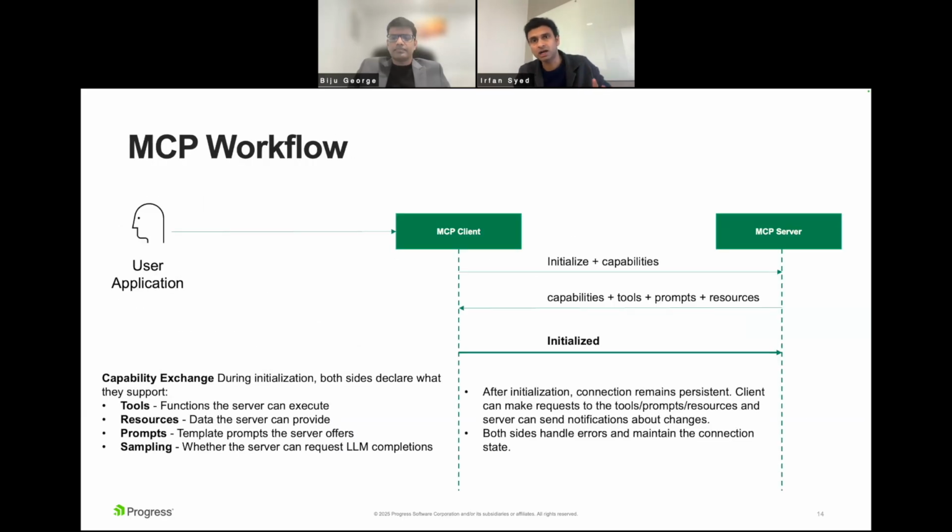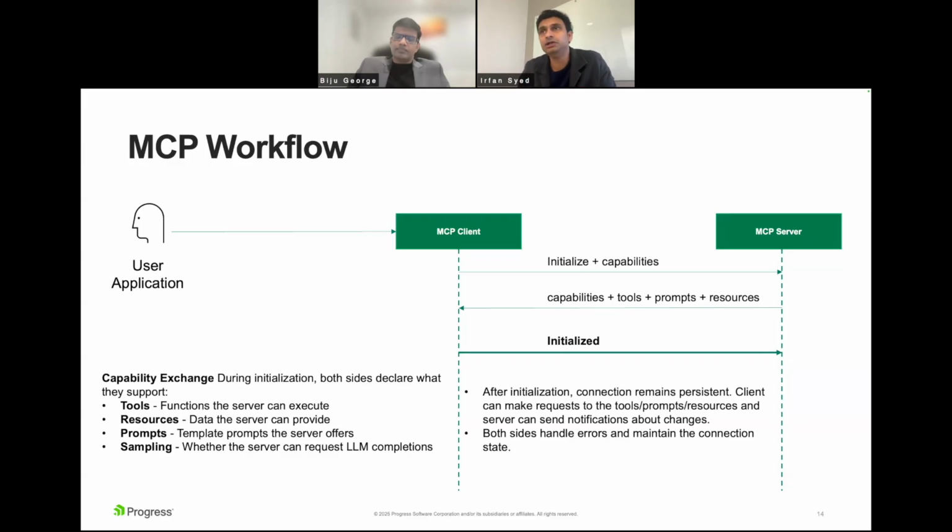Now let's look into a user MCP workflow. We'll start with how the client, server, and user application interact, and what process a user's question goes through. First and foremost, let's say the user application asks a question. Then the MCP client will try to make a handshake with the MCP server, just like any other protocol you know about, like HTTP or TLS. As part of the handshake, they first do initialization and capabilities exchange. So what is capabilities exchange?